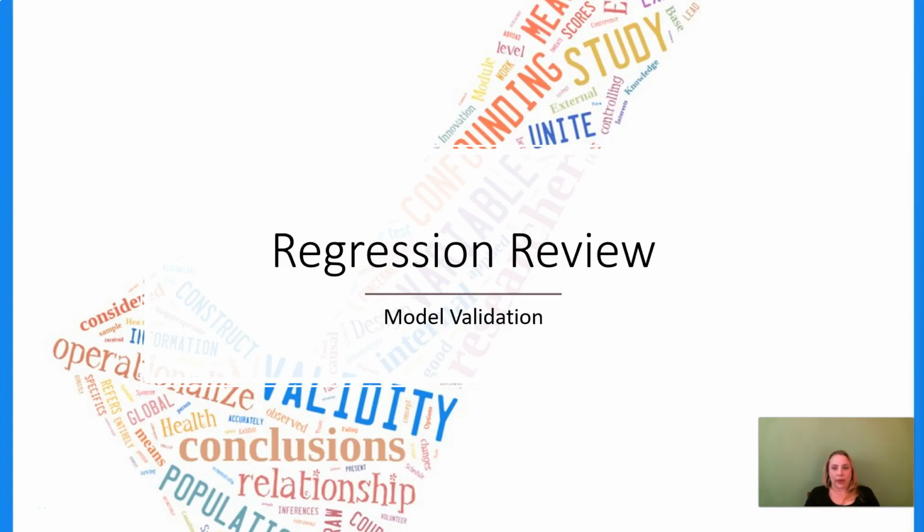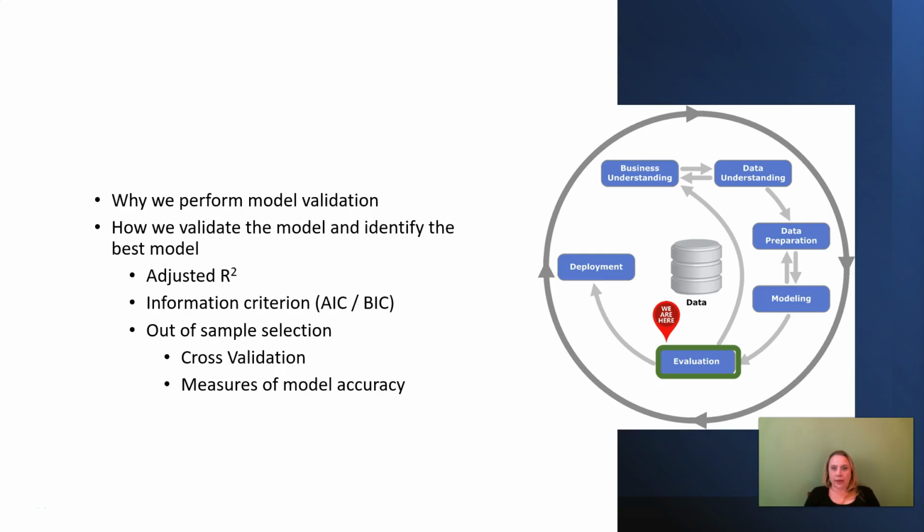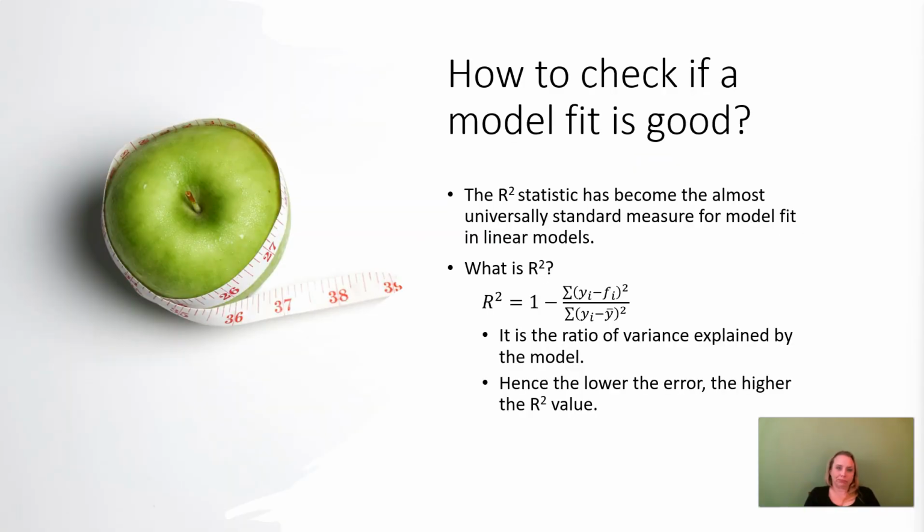So there are a couple different ways to validate a regression model, but why do we perform that model validation? Going back to that CRISP-DM framework, we're now looking at the point of the process where we've already made our model, and now we're looking at how good it is. So some of the ways of doing this is looking at your adjusted R-squared, one of our two information criteria, or by using an out-of-sample selection.